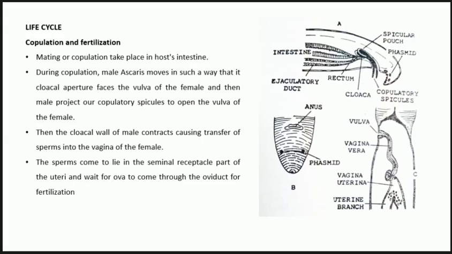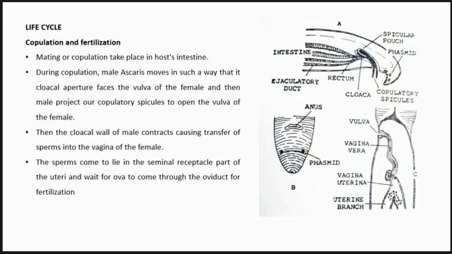Now we talk about the life cycle, how the copulation and fertilization takes place, and after fertilization what are the stages of development. So mating or copulation takes place in the host intestine. Remember, they grow in the host intestine. So the last stage or adult stage, they will come together in the host intestine.